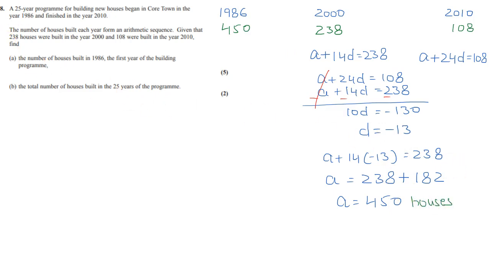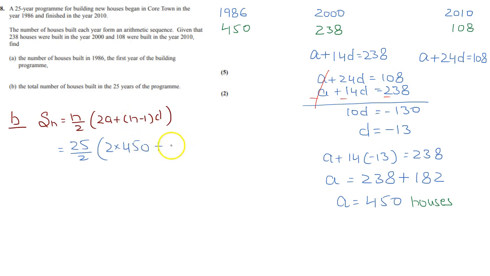That is part A. Part B, the total number of houses built in 25 years. So we know very well that Sn is equal to n over 2, (2a plus (n minus 1) d). So here n is equal to 25. So that is 25 over 2, 2a is 450 plus n minus 1 is 24 and d is minus 13.